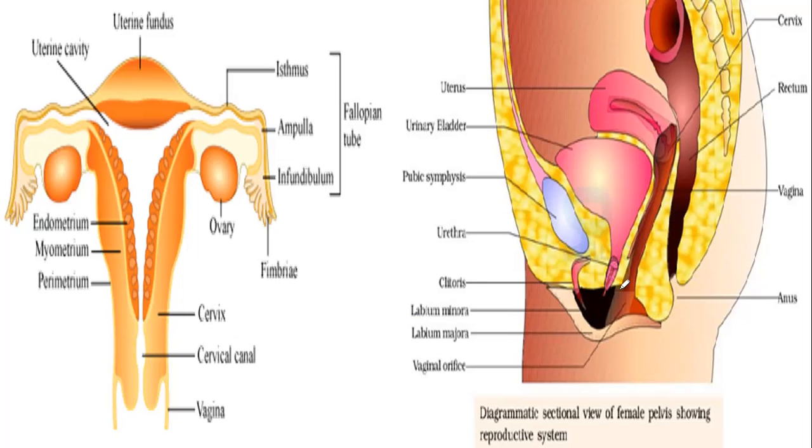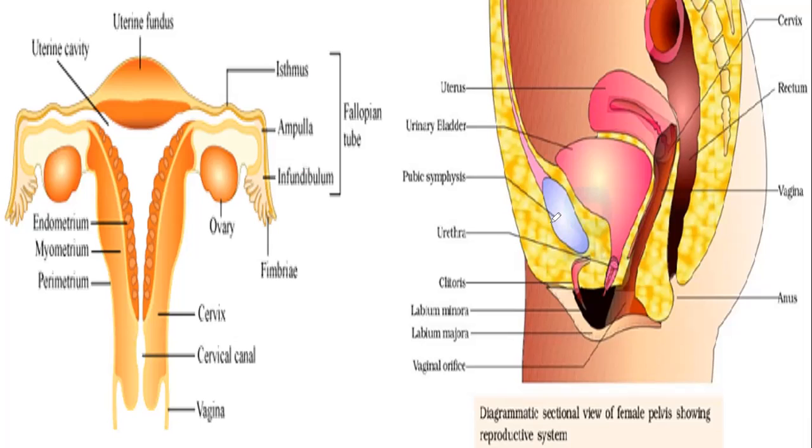The mons pubis is a cushion of fat tissue covered by skin, and there will be hair on it.